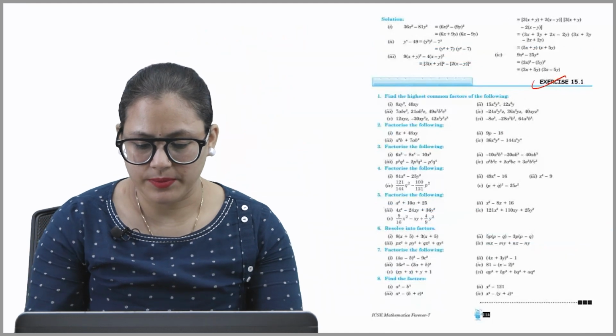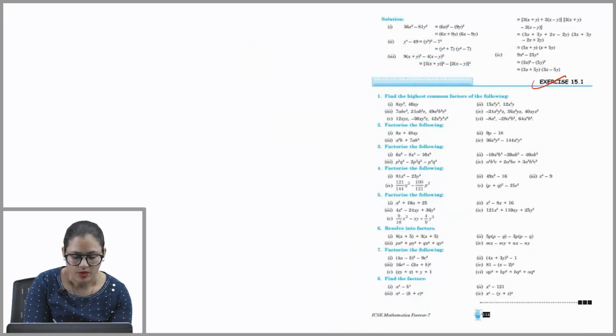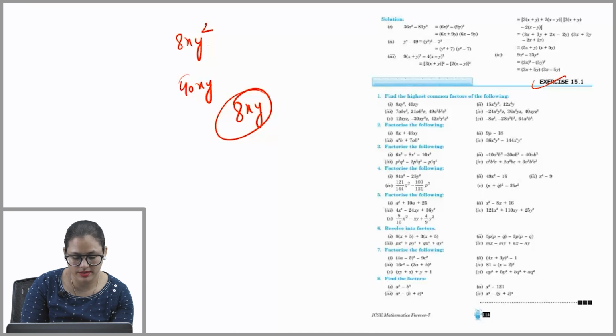Exercise 15.1. Find the highest common factors of the following. We have 8xy square and 40xy. If we take 8 and 40, the highest numerical factor is 8, and the common literals are xy. So the HCF is 8xy.